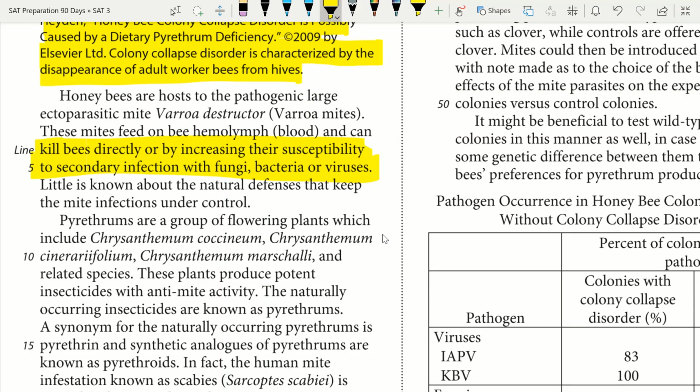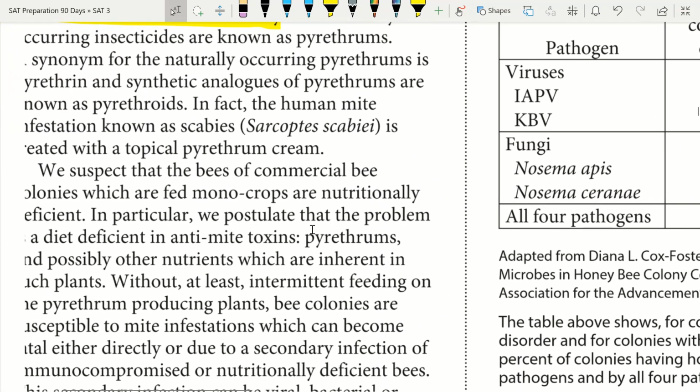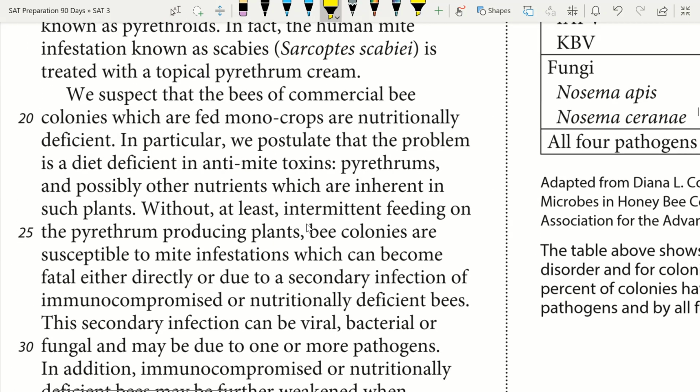Little is known about the natural defenses that keep mite infections under control. Pyrethrums are a group of flowering plants which include Chrysanthemum coccineum, Chrysanthemum cinerariifolium, Marshallii, and related species. These plants produce potent insecticides with anti-mite activity. The naturally occurring insecticides are known as pyrethrums. A synonym for the naturally occurring pyrethrums is pyrethrin, and synthetic analogs of pyrethrums are known as pyrethroids. In fact, human mite infestation known as scabies is treated with a topical pyrethrum cream.